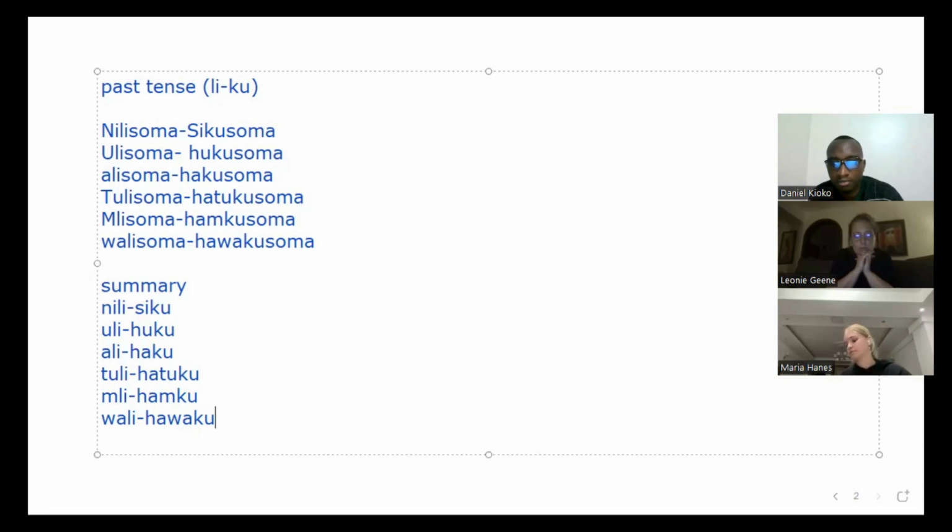And then now you add the verb. Hawakusoma, hawakupika, hamku. Give me a verb. Kuja. Hamkuja. Yeah. So that is for the past tense. It's only in present tense whereby it's different. But when we go to the other tenses, the format is the same. Because now we go to the past participle, same thing.